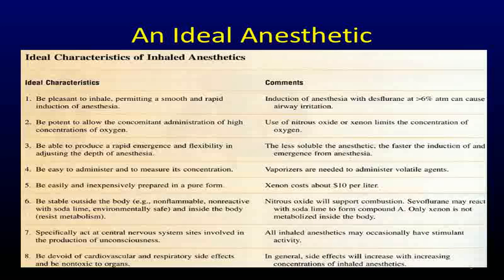So this comes out of Barash, this table. The 6th edition, 7th edition has the same table. And it goes over the qualities of an ideal anesthetic, and this is for the inhaled agents. Now it's very similar to the ideal qualities of intravenous agents, but there are some slight differences, and you will be expected to understand what those differences are.